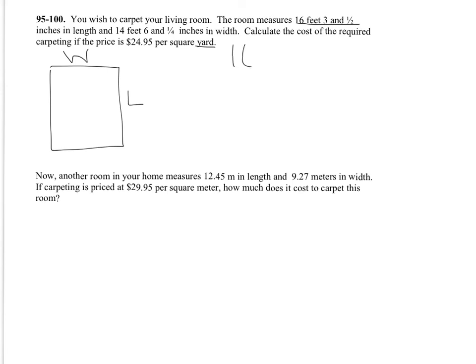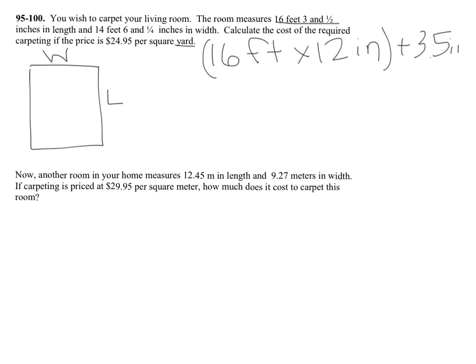And we're going to say 16 feet times 12 inches. Okay, so that'll give you a total number of inches plus 3.5 inches, because it tells you that there. You're going to take that whole number divided by 36 inches. There's 36 inches in a yard. So whatever you get for this is going to be your new length.